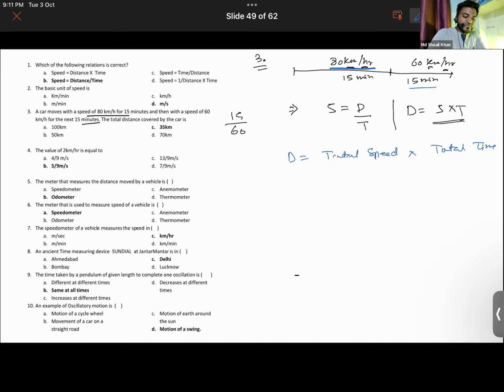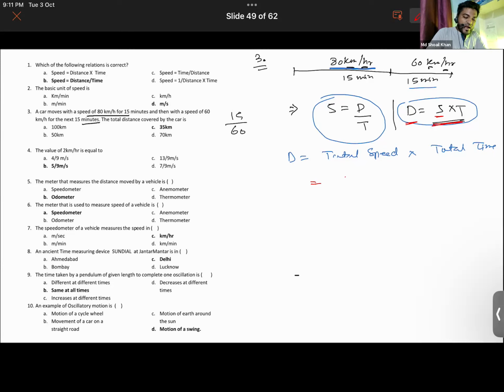We know the formula: speed equals distance upon time. Thereby distance will be equal to speed multiplied by time. Sir, here they're asking to find the distance, so it'll be distance equals speed into time, right? Exactly, that's what we are doing here. There's not just one speed. Two separate speeds are given, right?